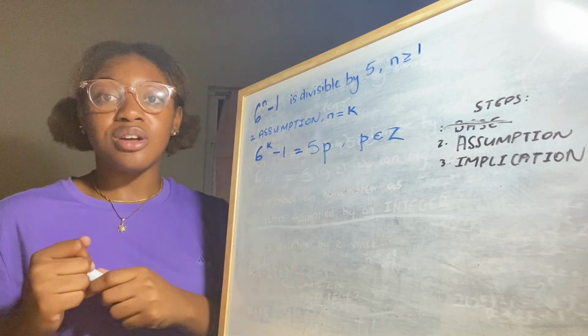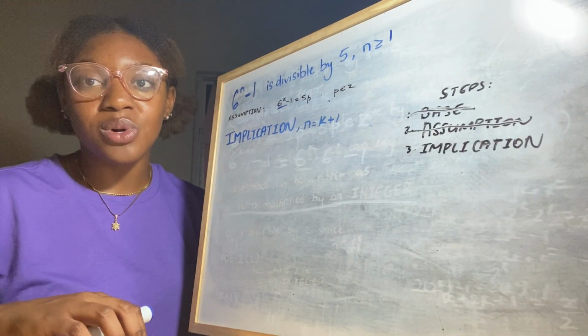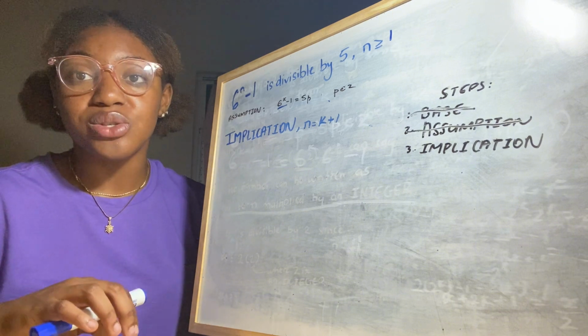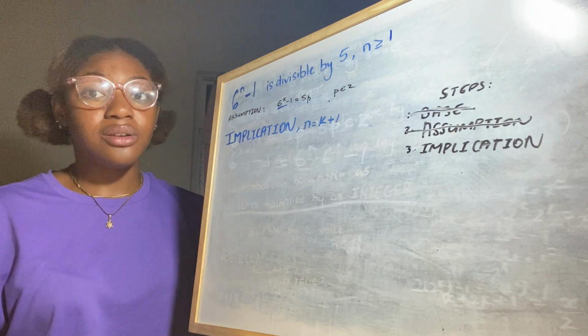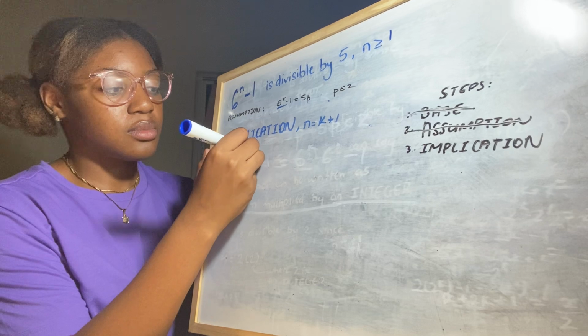And that's our assumption. From here, we're moving on to our final step, the implication case, where we show that the statement is true where n is equal to k plus 1 using our assumption. Wherever we say n, we're going to put k plus 1. That's the first thing we're going to do.